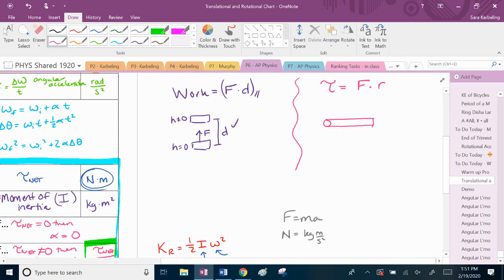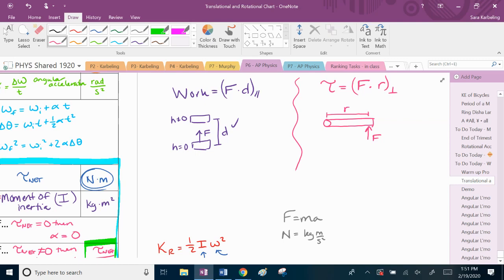So the force, in order to get a torque, needs to be perpendicular to the distance from the axis of rotation. Okay, so this is my distance. I'm going to call it a radius just to not confuse us. And that force has to be perpendicular to the radius from the axis of rotation.